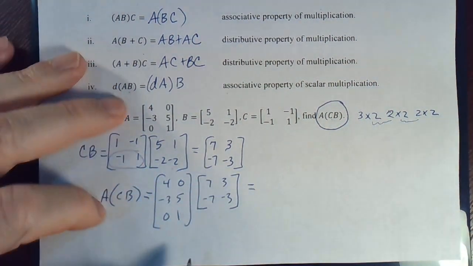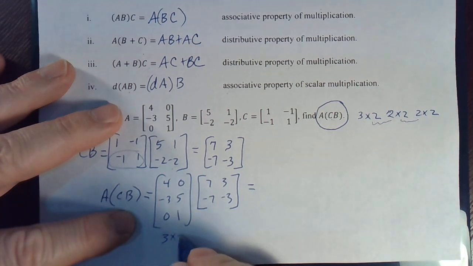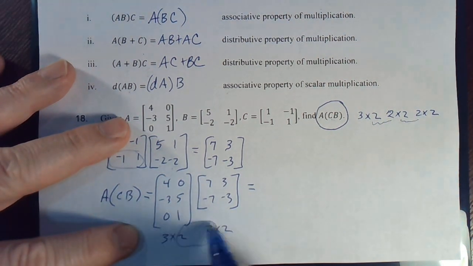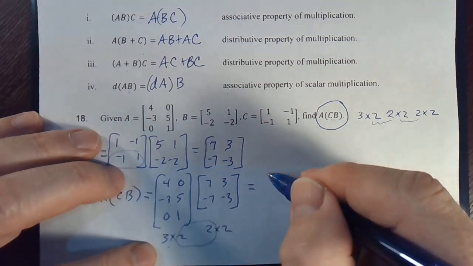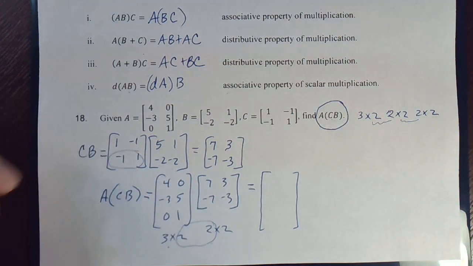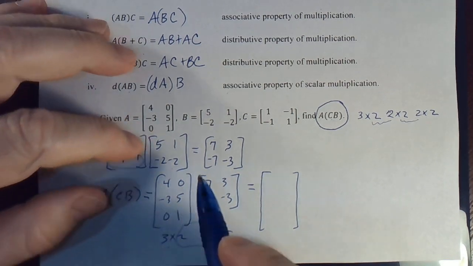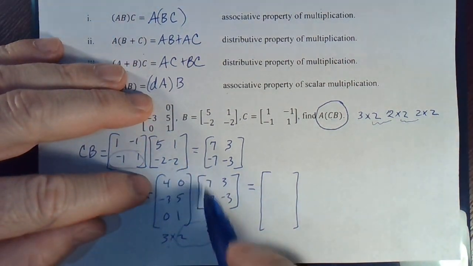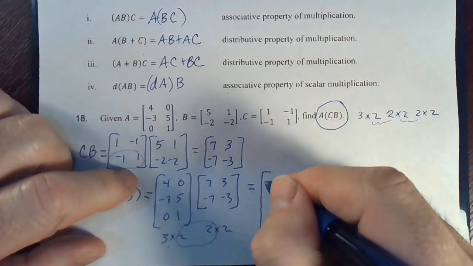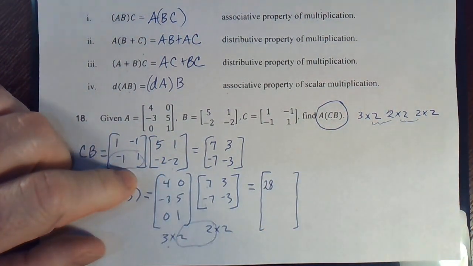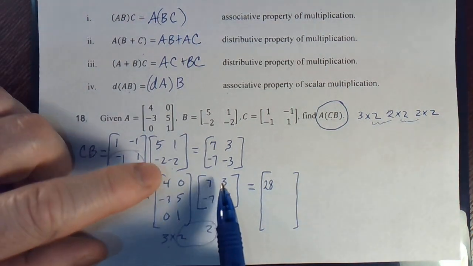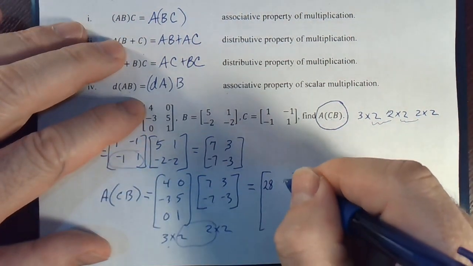All right, so let's see. This is a 3 by 2. This is a 2 by 2. So we can multiply them. And we're going to end up getting a 3 by 2, so I'll go ahead and draw the brackets. That should fit. All right, row number 1 times column number 1. 28 and 0. It's 28. Row 1, column 2 of the second one. 12 and 0.